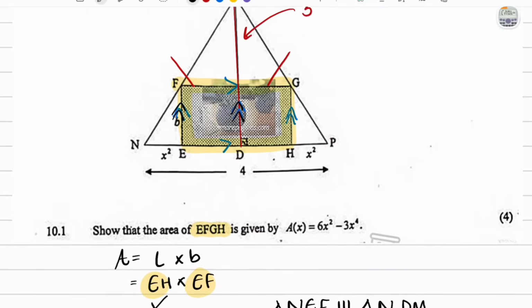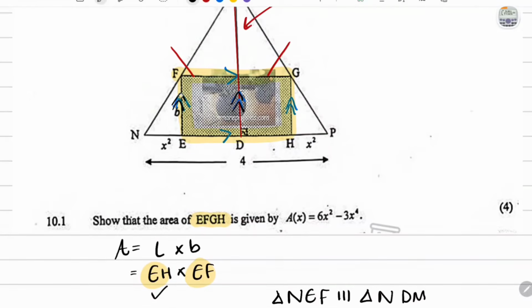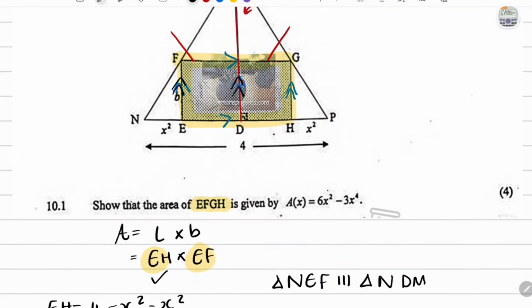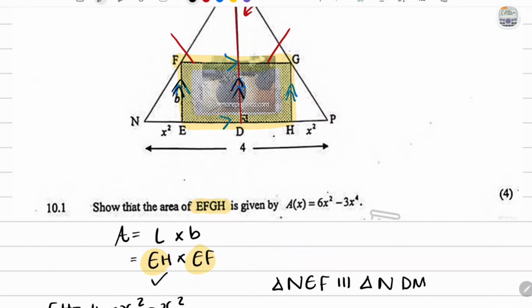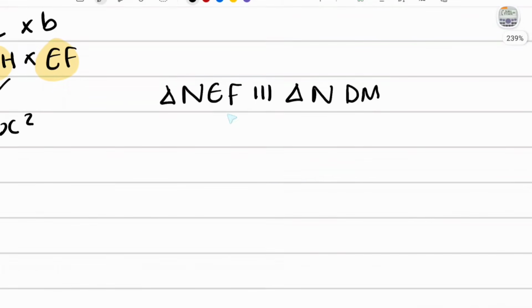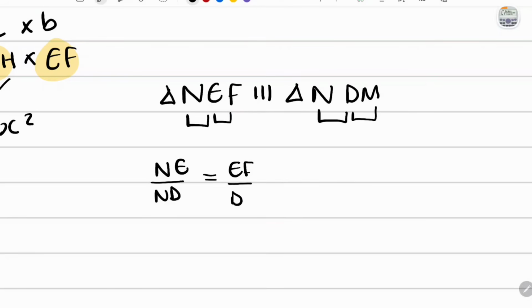Now I don't know how it's going to work. I just know I need FE. And so I'm just going to try my best to work through that, and hopefully it can help me find FE. So when you have two triangles being similar, the sides are going to be in proportion in this way. So you see the side NE over ND would be equal to EF over DM. And that would be equal to NF over NM.